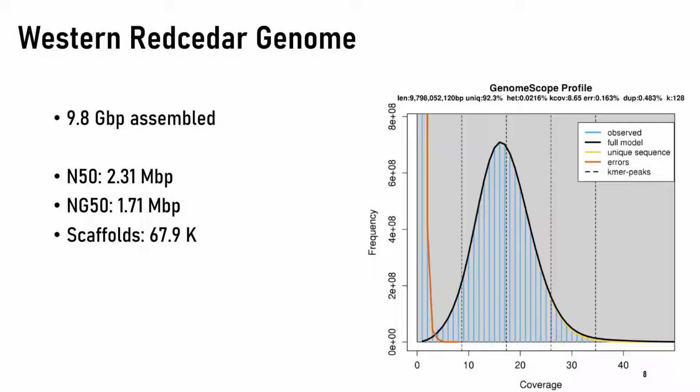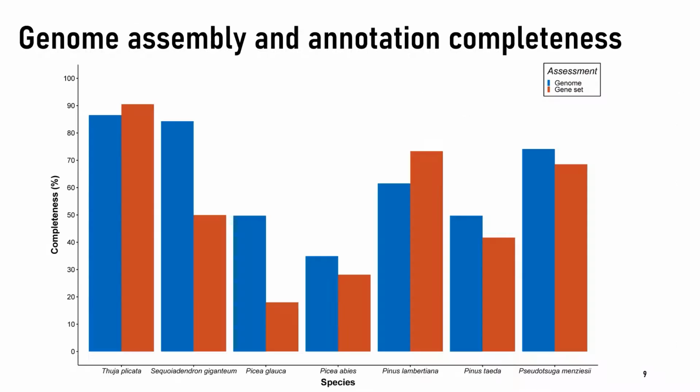So this is a much less fragmented genome than some of the other conifer genomes that have been assembled so far. We assessed the completeness of the assembly and the annotation of our genome, which was generated using Iso-Seq full-length cDNAs, and found that the completeness for both, using single copy universal orthologs to assess, was very high, in fact one of the highest of any other conifer that's been assessed to date. So we have a very complete genome here.